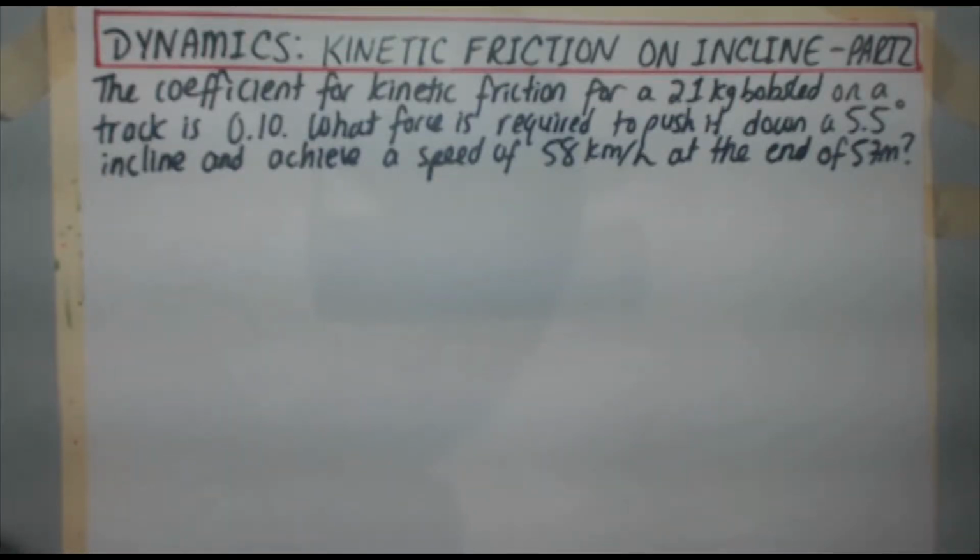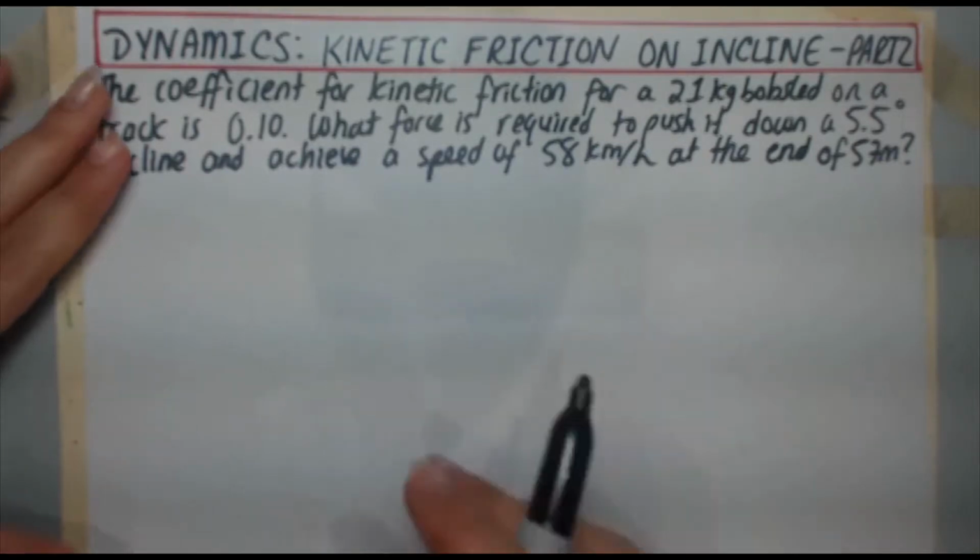Okay. The coefficient of kinetic friction for a 25 kilogram bobsled on a track is 0.10. What force is required to push it down a 5.5 degree incline and achieve a speed of 58 kilometers per hour at the end of 57 meters? So, again, the difference between this and video 68 is that in this case, the bobsled is not only moving, but it's accelerating. But my first step is always going to be the same.